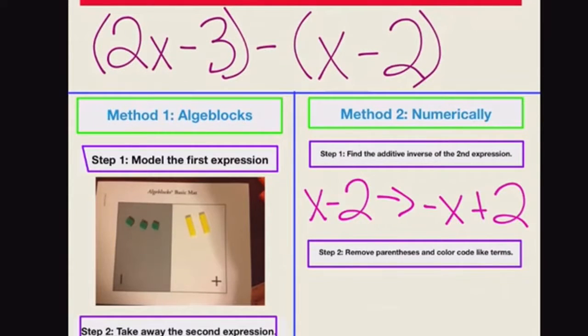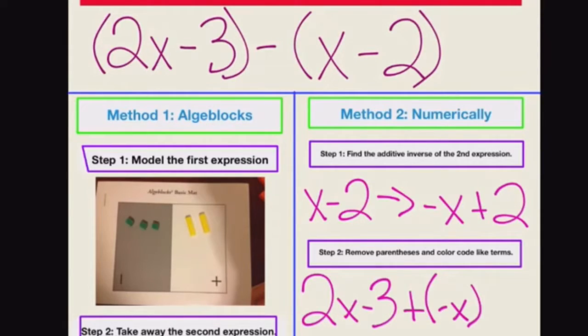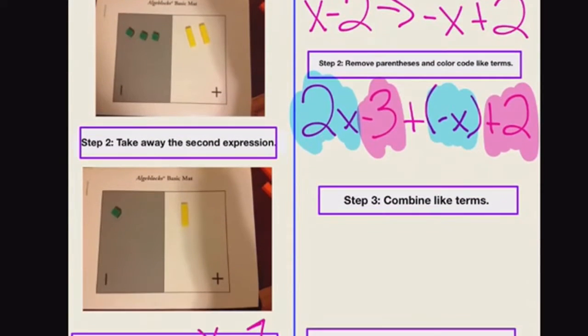Now we're going to rewrite our expression, removing the parentheses and writing our additive inverse in. So we're going to write 2x minus 3 plus negative x plus 2. And again, those parentheses are just to show the negative sign goes with the x. Let's go ahead and color code. So 2x and negative x are going to go together, and minus 3 and positive 2 are going to go together. Let's combine our like terms. 2x plus negative x is x, and minus 3 plus 2 is minus 1. So our simplified expression is x minus 1.